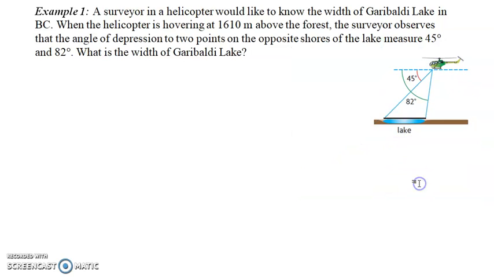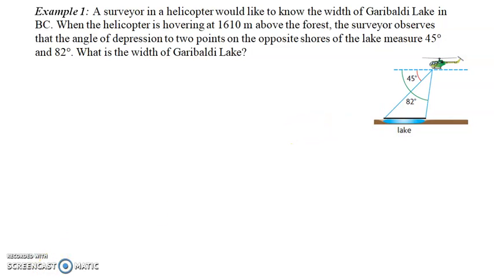So I have the helicopter. This is directly 1,610 meters above. And then we have the angle of depression, 45 degree angle here, and then this 82 is the larger angle here. So this line here would give you the 82, obviously. And then it's at the front and the end of the lake. Okay? So that's going to create two right triangles, if you think about it.